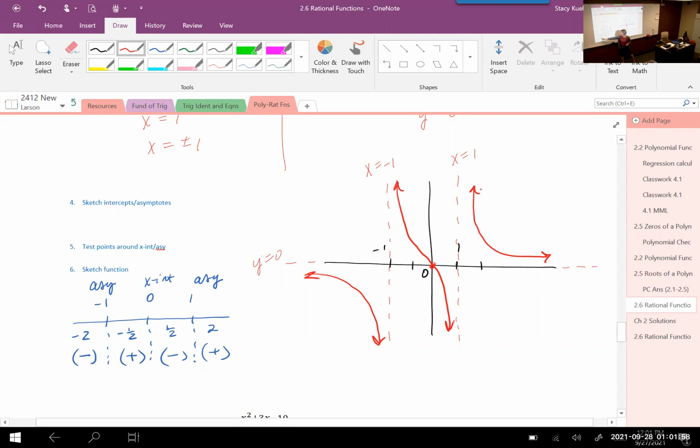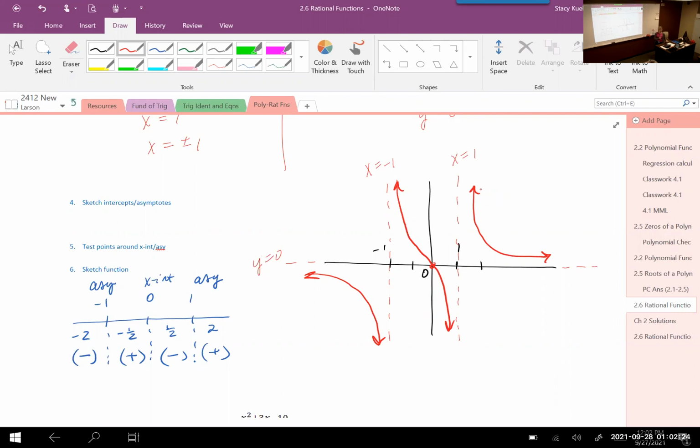I'm going to test values to the left and to the right of what we're going to start calling critical points, critical values, which are asymptotes and intercepts. And I want to know, how does this function behave to the left and to the right of that? Okay, so these are the steps that we're going to follow as we move forward. Questions before we go any further? Everybody got that?